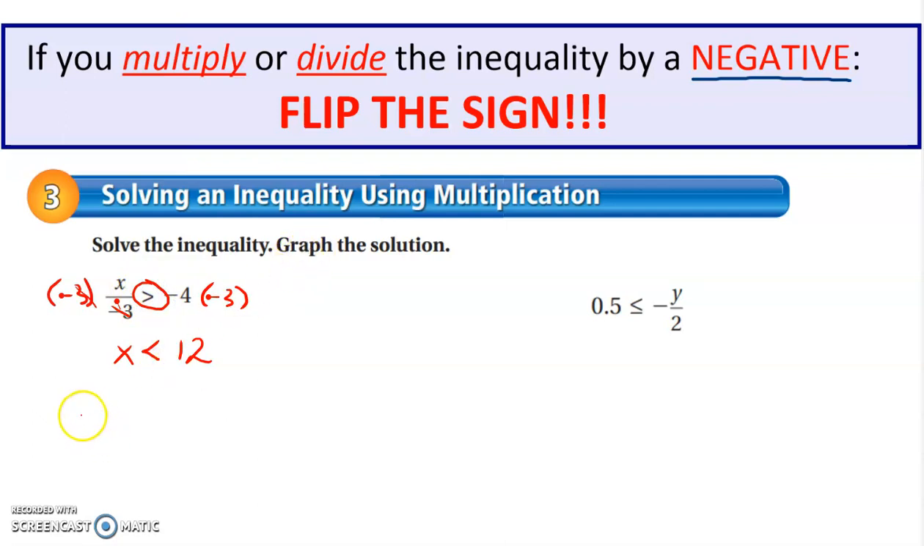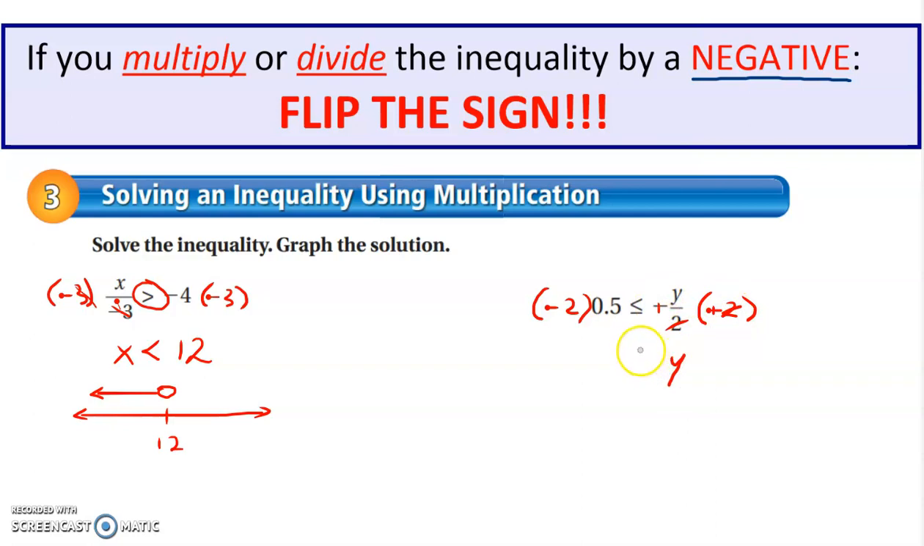Very important. Now if we graph this, I've got my variable on the left. There's 12. Open circle to the left. All right. Here we have to multiply by negative 2. Multiply each side by a negative. Negative times a negative equals a positive. The negatives cancel out. The 2's cancel out. We're left with y on this side.